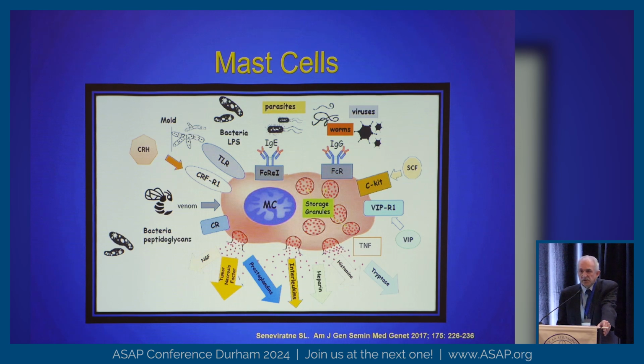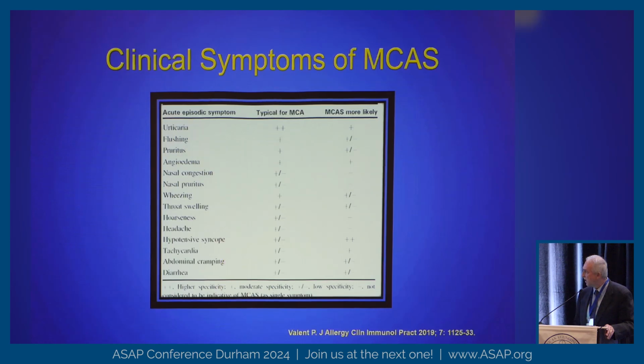Now, this is just a picture for the physicians of all the many mediators that are released from mast cells. I think we all know of histamine, but there's tryptase and there's a variety of prostaglandins and leukotrienes and so forth. So there's a lot of different things that get released in this disorder that relate to many of the symptoms that these people have. So what do they have?